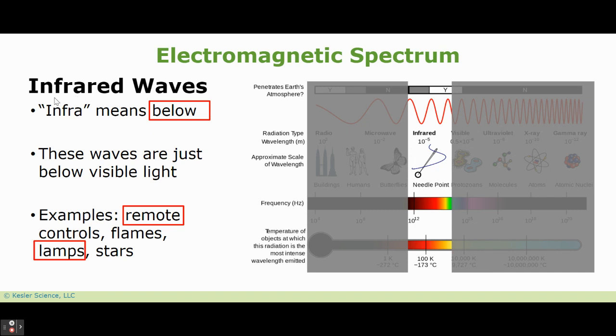And then continuing on the right, the wavelengths are getting shorter. We have infrared waves. Infra means below. So these waves are just below visible light. You'll see that in a second. Some examples are remote controls. Your remote control uses infrared waves in order to transmit that signal from your remote to the television. Flames, lamps, and stars.